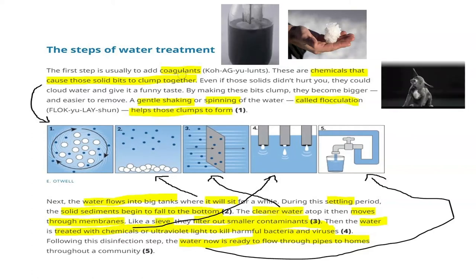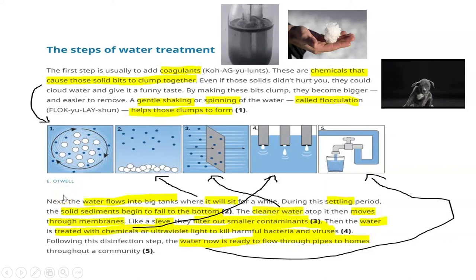A gentle shaking or spinning of the water, called flocculation, helps those clumps to form. And in the first image here, you can see the water is being shaken. The gentle shaking or spinning of the water, flocculation, is happening. So you can see the clumps forming.